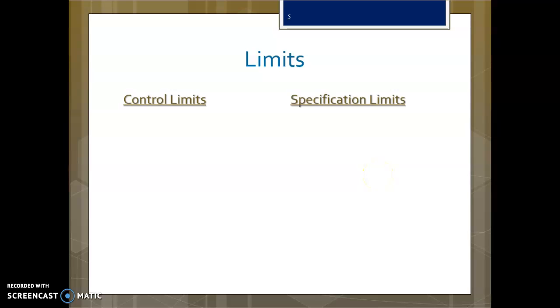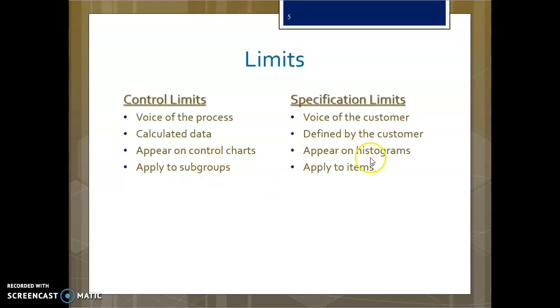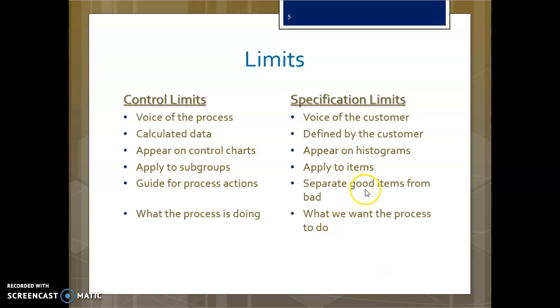So let's talk a little bit about control limits and specification limits. Control limits are the voice of the process and calculated data, but specifications come from the customer. Control limits appear on the control chart and they apply to the subgroups. Specification limits are on those histograms, and we'll see them again. The process capability charts look very similar to histograms. These apply to items. Now there's a guide for process actions on the control limits and it shows you what the process is doing. When we did the control charts, we could see whether or not it was falling within those bounds. This separates the good items from the bad and what we want the process to do.